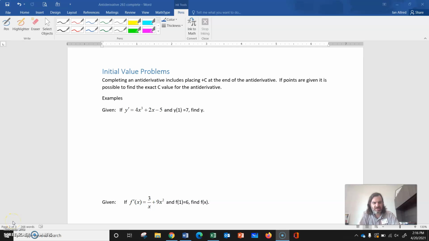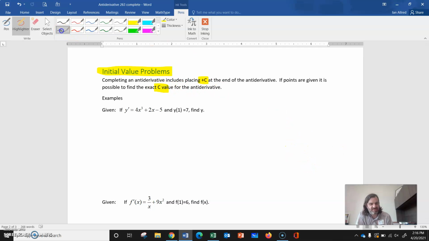Okay, we're going to work on initial value problems, which deal with antiderivatives or integration. So in this case, when we find an antiderivative and there's a plus c at the end, maybe we're given some extra information so that we can actually find that c value.